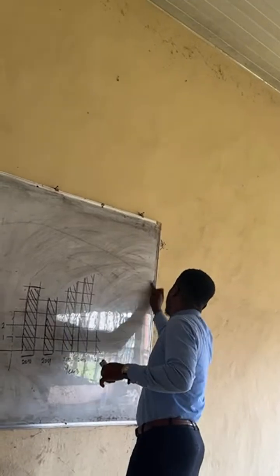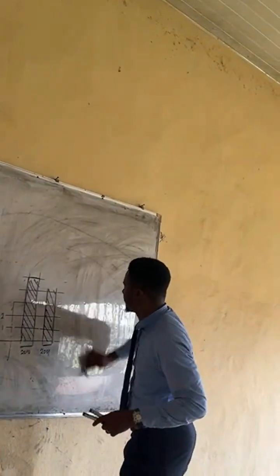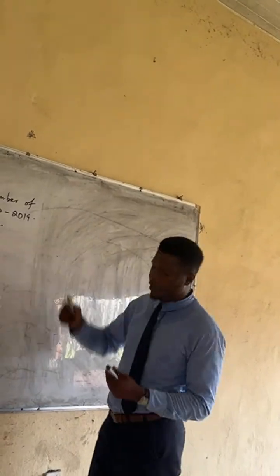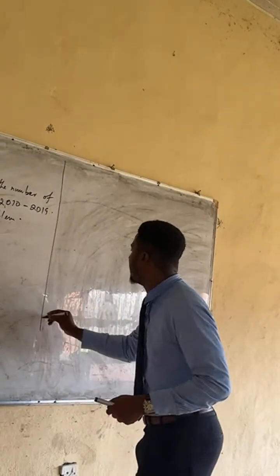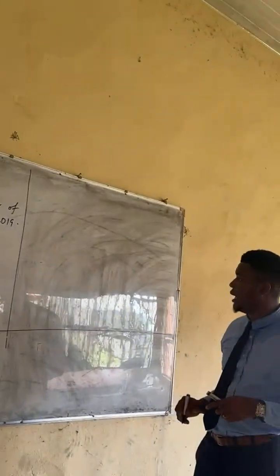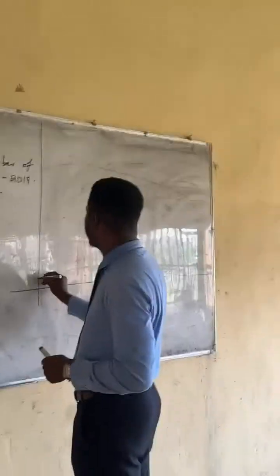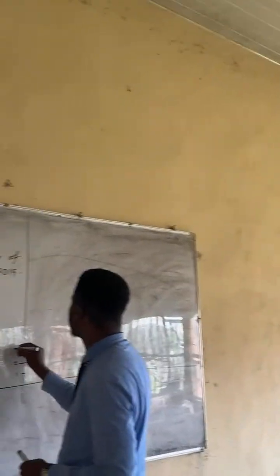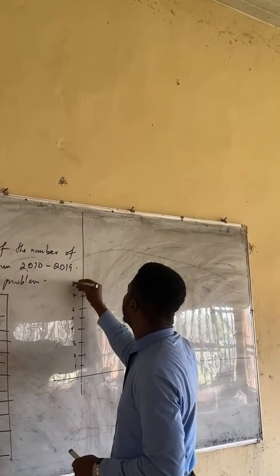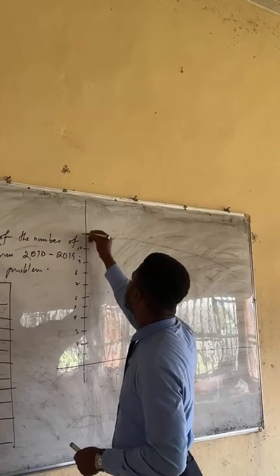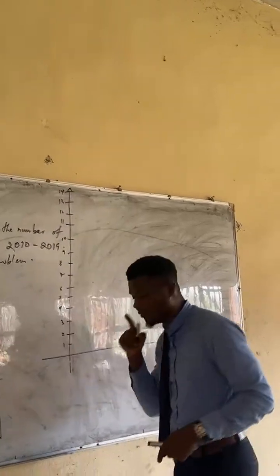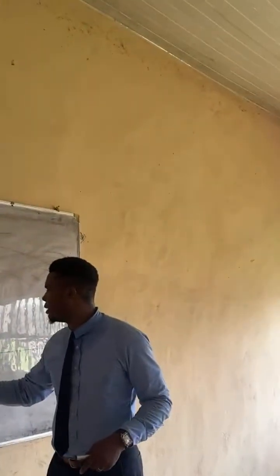Okay, so let's now plot. Let's start with this. I'm not going to draw the graph. I only use that one to show you how the graph should be. So I'm going to maintain 1 centimeter to 1 unit. I'm going to maintain that 5, 6, 7, 8, 9, 10, 11, 12, 13, 14. But the maximum I need is 12.